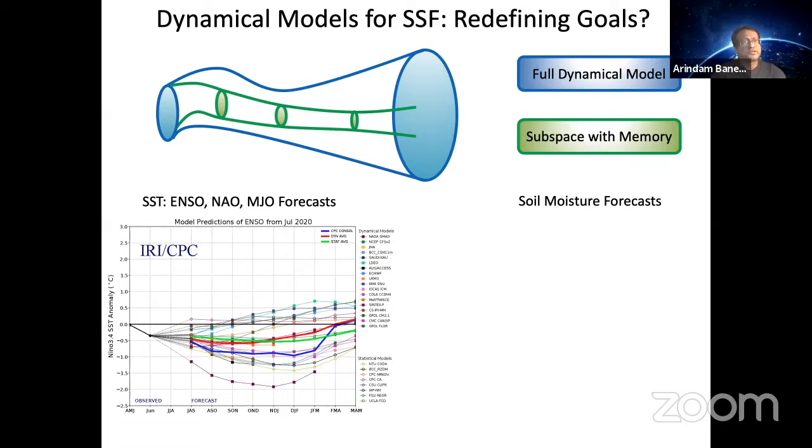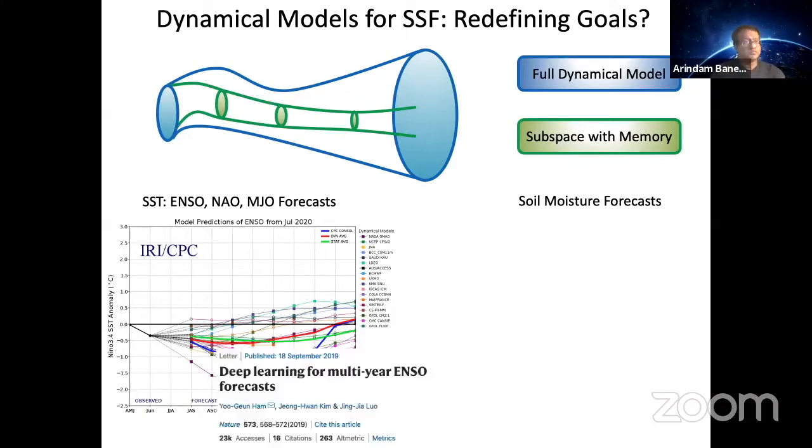The goal would be to carefully look at these models and see if we can improve them, maybe using machine learning, and some of this work has already started to some extent using deep learning to improve ENSO forecast. Our time scale is a little different, so we'll have to keep an eye on that.